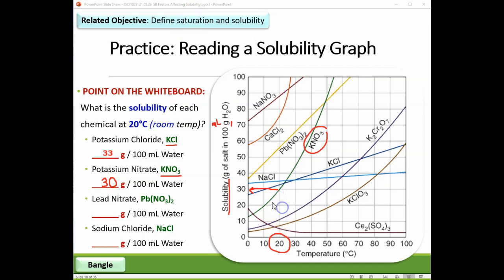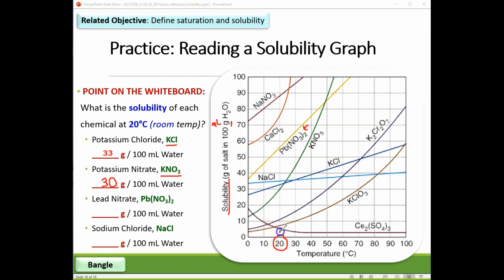Now let's try the next one. Lead nitrate. Lead nitrate is Pb(NO3)2, so that's going to be this yellow line right here. And again, we're starting at 20 degrees. Go ahead and try doing this one a little bit more on your own. Pause the video. Once you have an answer, go ahead and continue playing.